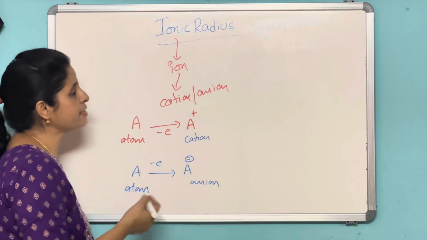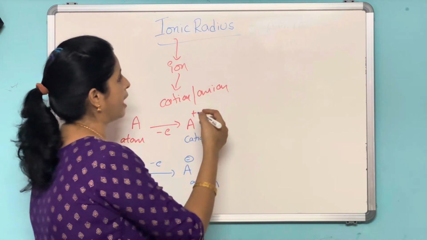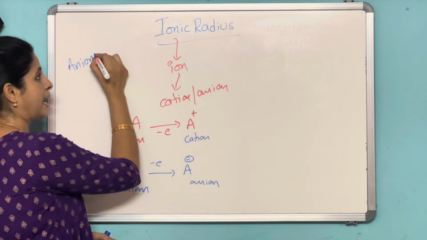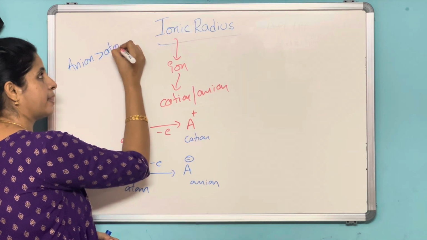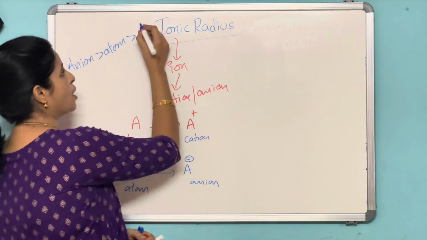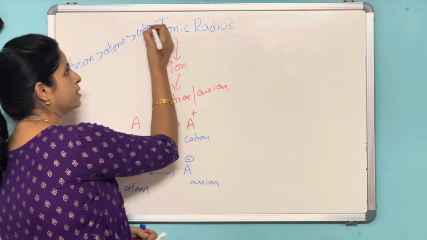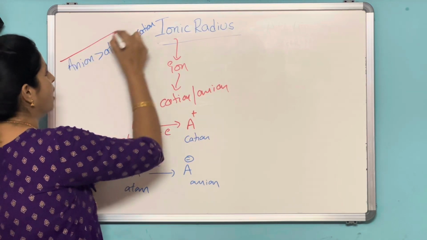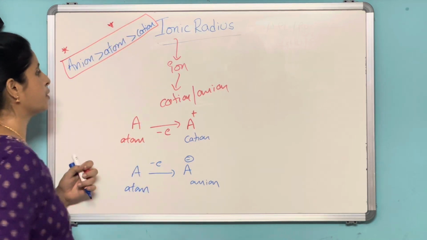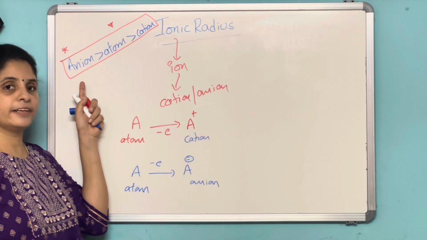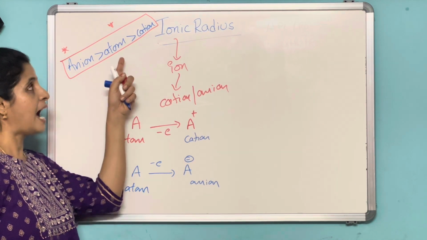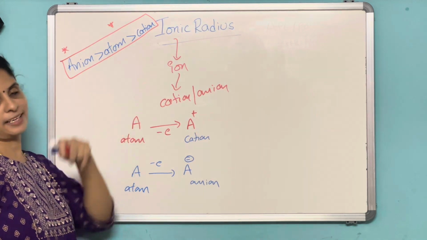Now, generally it was assumed that the ionic radius of an anion is greater than its parent atom, and the ionic radius of a cation is lesser than its parent atom. So this is the general trend. This point you have to remember.